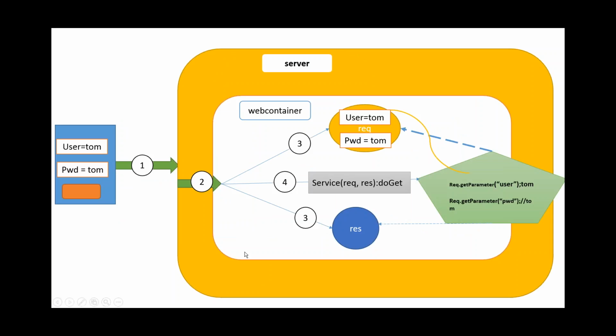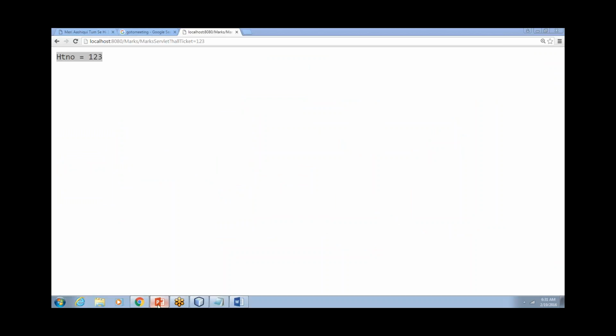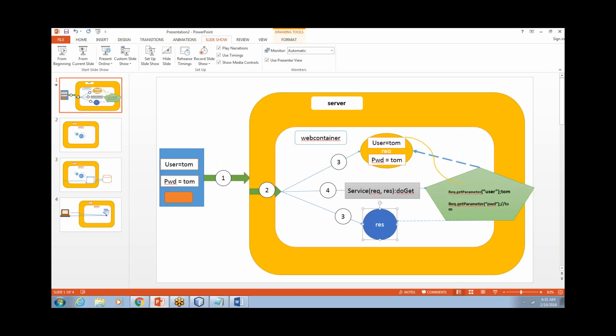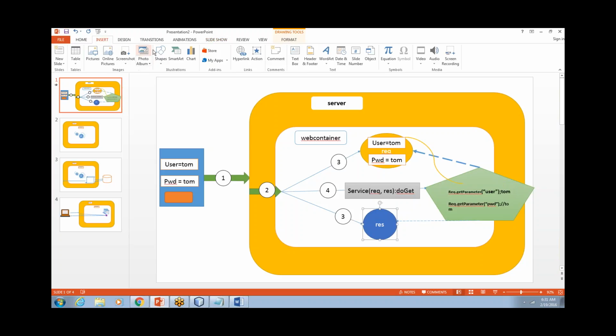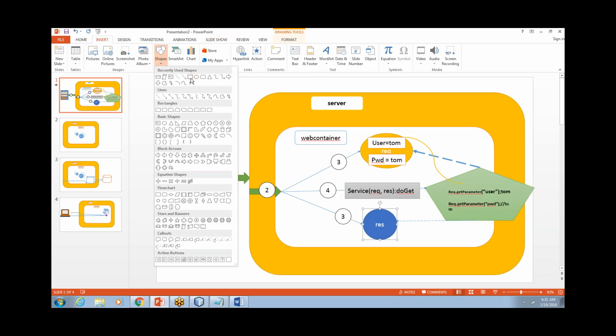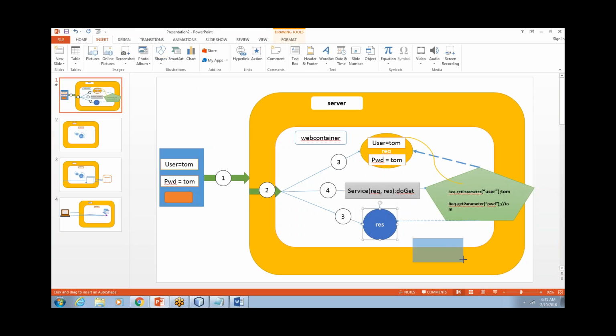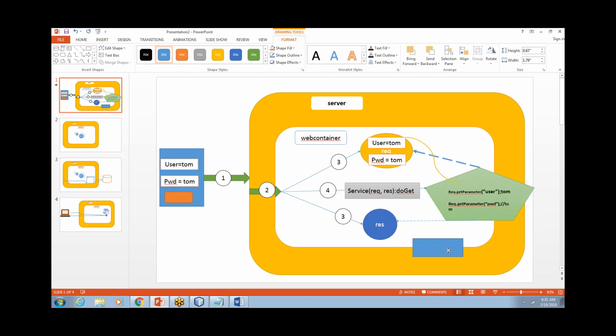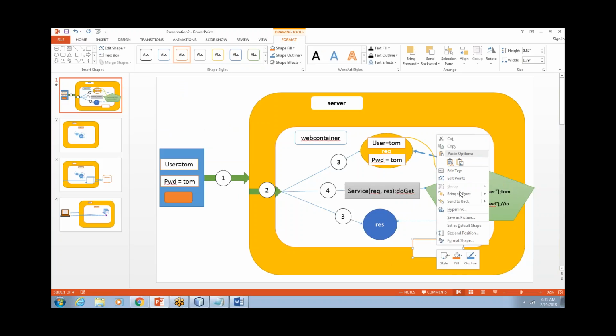So if you observe this figure, let me just modify this. What you are doing is you've got the response object. You're requesting this response object to give you a print writer object. Okay. So you are writing your data. So you're requesting the response object to give you a print writer object.